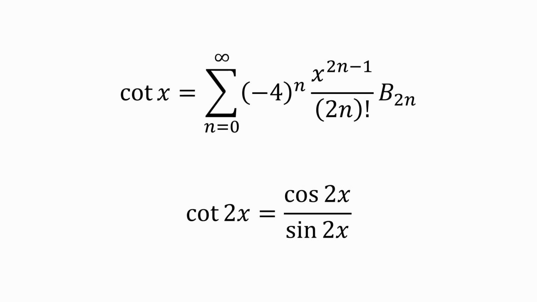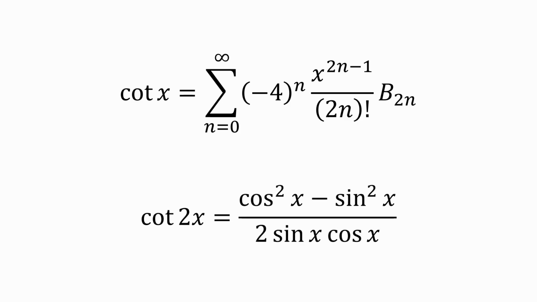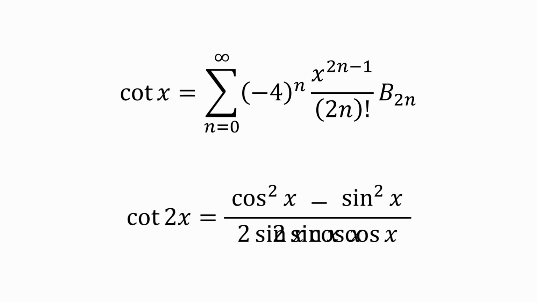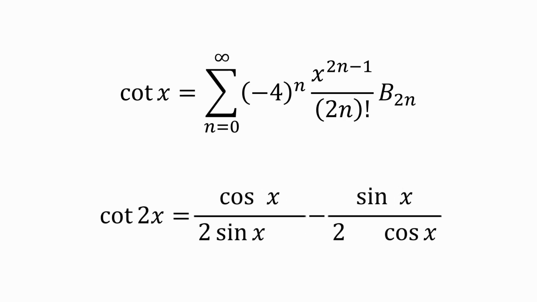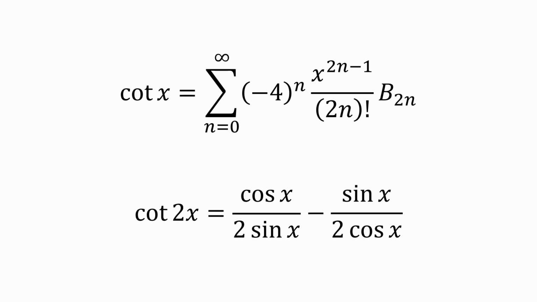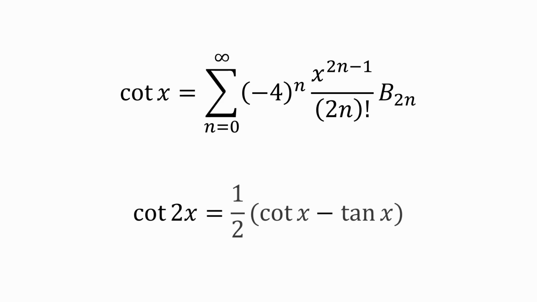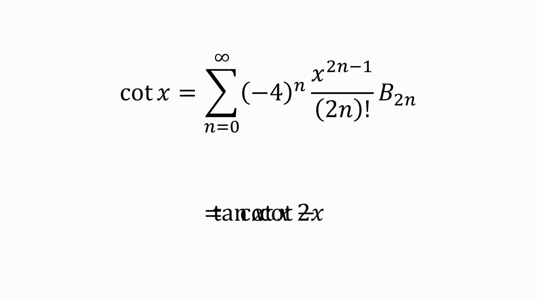Cot equals cos over sine. We then use the double angle formulae for sine and cos. We then split the fraction into two parts. Some cancellations. This is 1/2 cot x minus 1/2 tan x. We can rearrange this for tan x. As you can hopefully see, this identity will be much more useful in finding a Maclaurin series expansion than using tan x equals 1 over cot x or something like that.